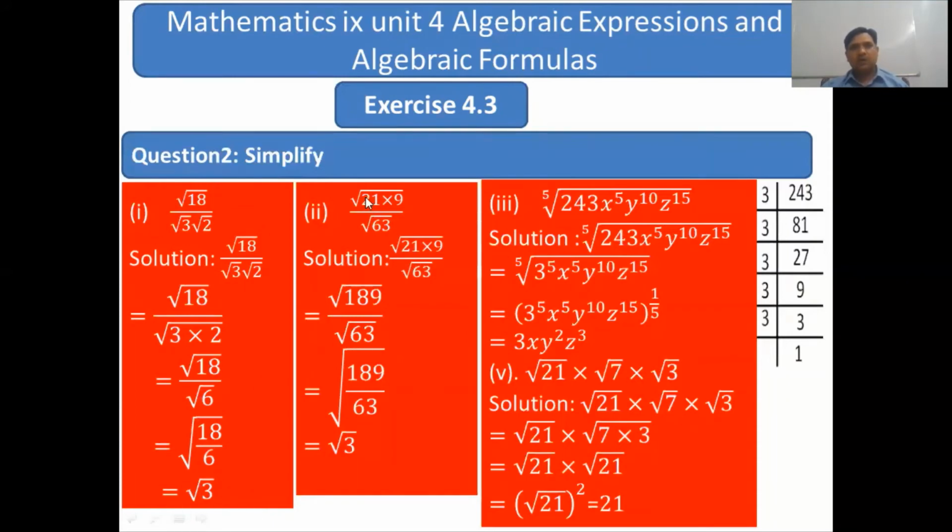Again, part 2, square root of 21 multiplied by 9 divided by square root of 63. So when we multiply 21 with 9, we have 189, divided by 63. By using the division property which we discussed earlier, 63 3 times is 189. So the simplest form is square root of 3.